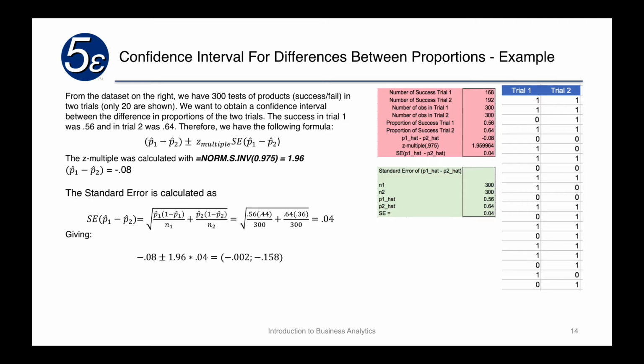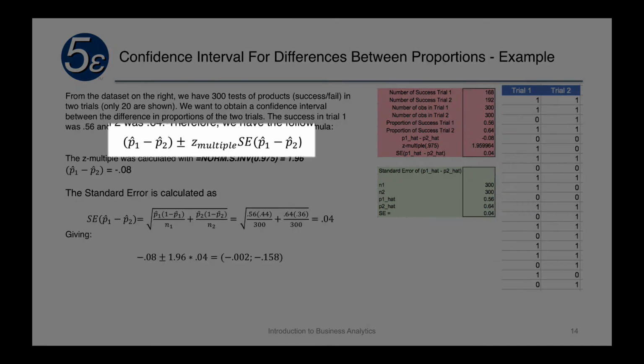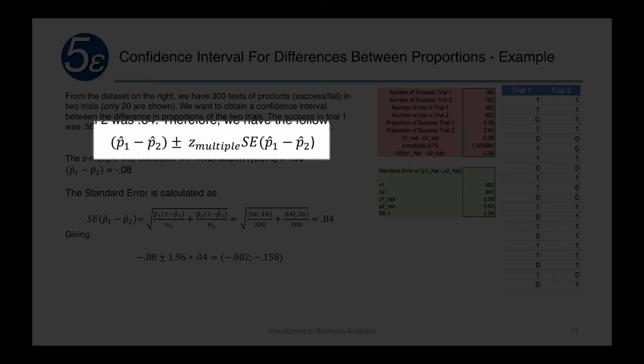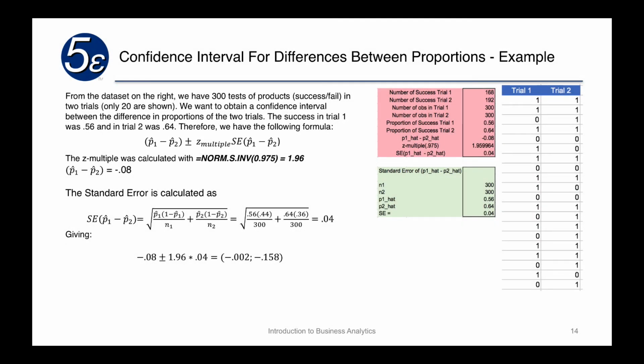Therefore, we have the following formula: P1 hat minus P2 hat plus or minus the z-multiple times the standard error of P1 hat minus P2 hat. Again, we calculate our z-multiple using NORM.S.INV of 0.975, because it's a two-tailed test, so we need to divide by 2 because we do not have a direct two-tailed test in Excel, and this will give us 1.96. So we have P1 hat minus P2 hat, which equals negative 0.08.